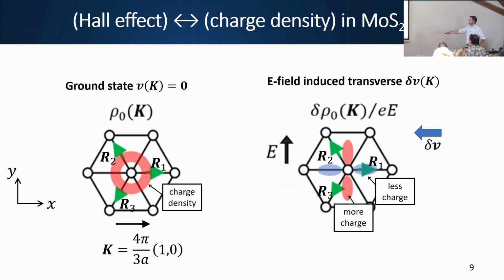Now, when I apply an electric field in the positive y direction, what happens, as we'll show, is that the charge distribution gets modified. There's less charge along the x-axis, and more charge along the y-axis. And that breaks the symmetry of the bond currents, and so you end up developing a velocity going to the left. So that's the cartoon version of this.